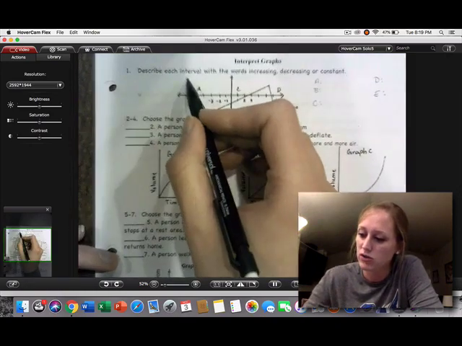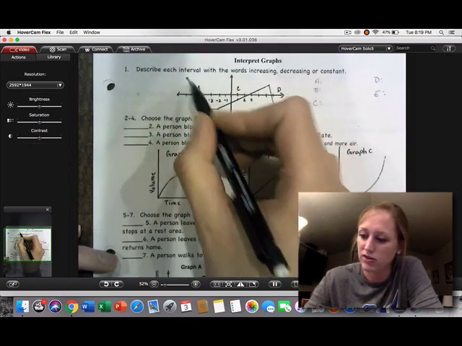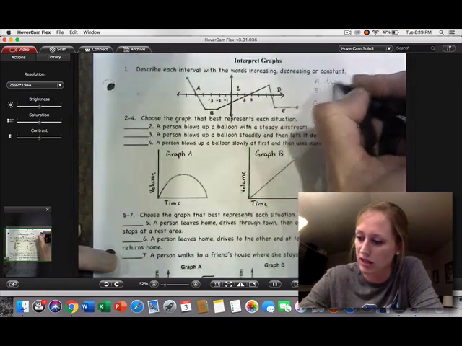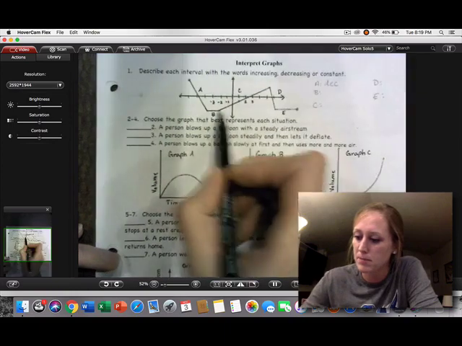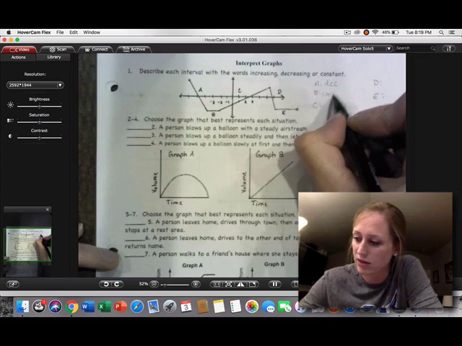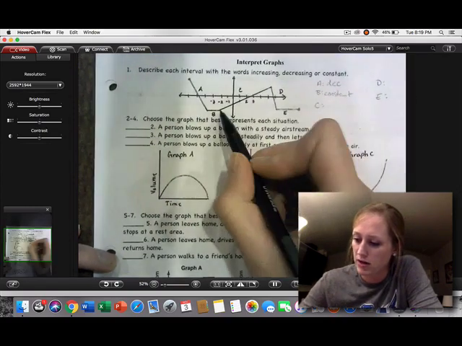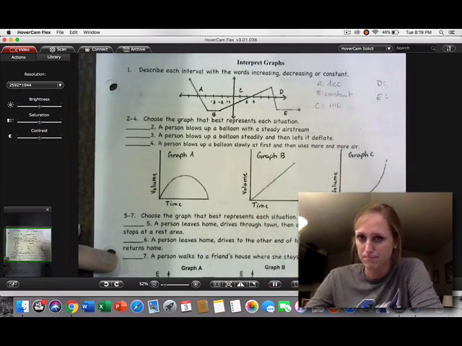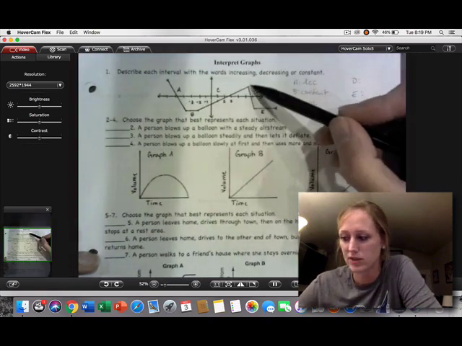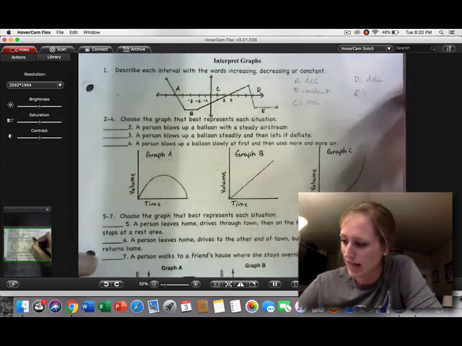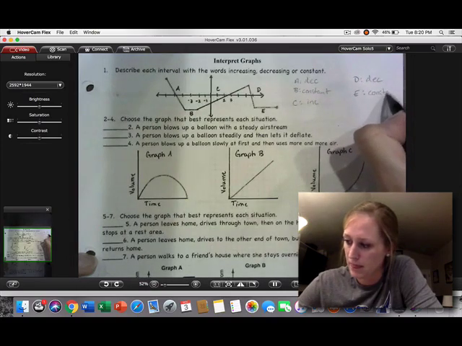So A right here, it is falling during the stretch. So as I read from left to right, it is decreasing. So this is a decreasing interval. B, it's staying completely flat, so that is a constant interval. From B on, so this is the C segment, as I read from left to right, it is rising. So this is an increasing interval. D is falling, so that's a decreasing. Then E is flat, it's staying the same, so it's constant.